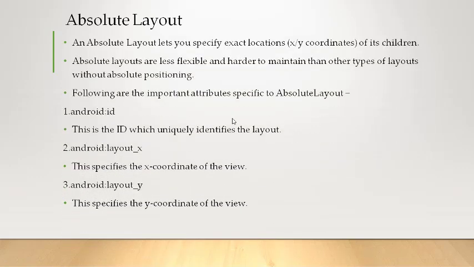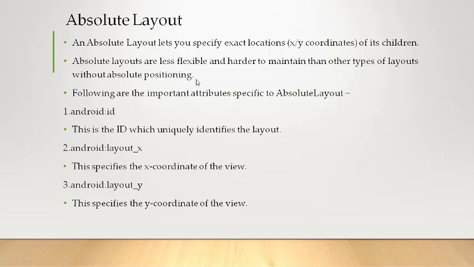Now next is your absolute layout. One of the layouts is the absolute layout. Absolute layout allows you to specify the exact location. That means in this layout we specify the X and Y coordinate position of the children. Absolute layouts are less flexible and harder to maintain than other types of layout without absolute positioning. In absolute layout we have to specify the exact position, the exact coordinates of the component or control.